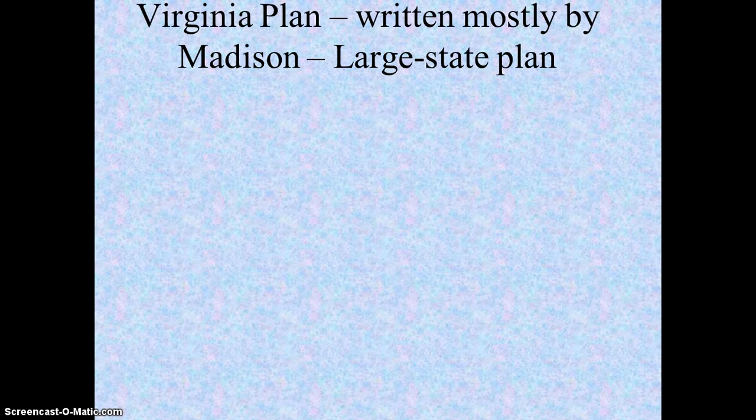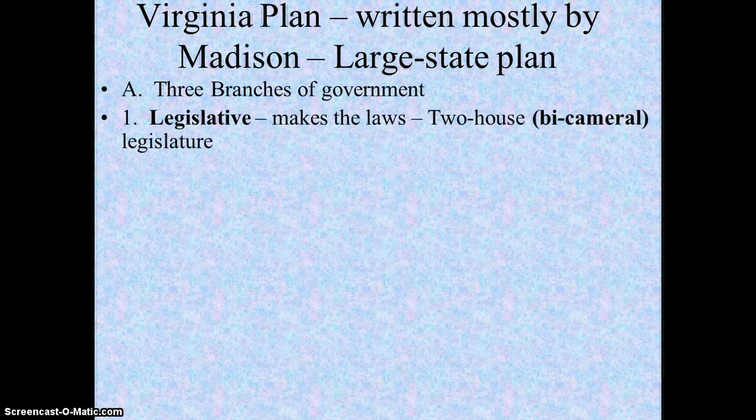The Virginia Plan, written mostly by James Madison, also known as the Large State Plan, because Virginia had the largest population of the 13 states. He proposed 3 branches of government. One would be the legislative branch, which makes the laws. It would be a 2-house legislature, a bicameral, bi meaning 2.